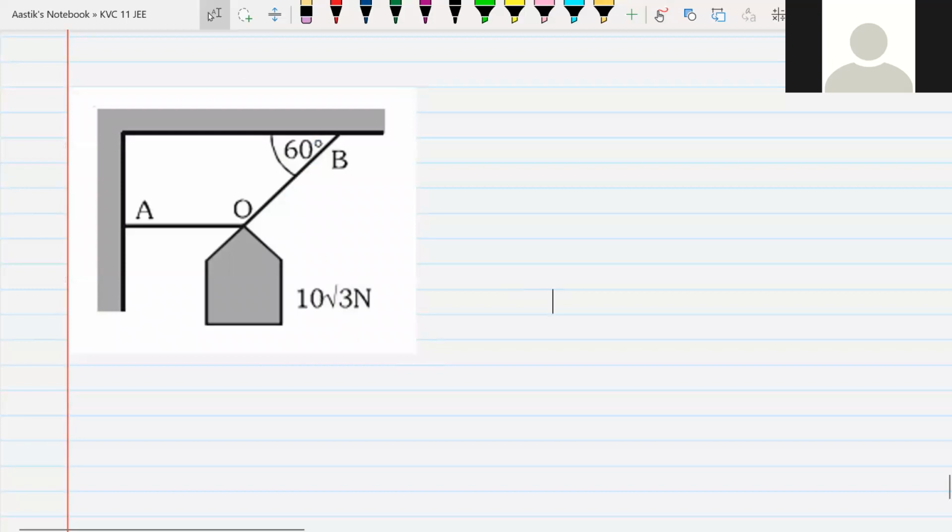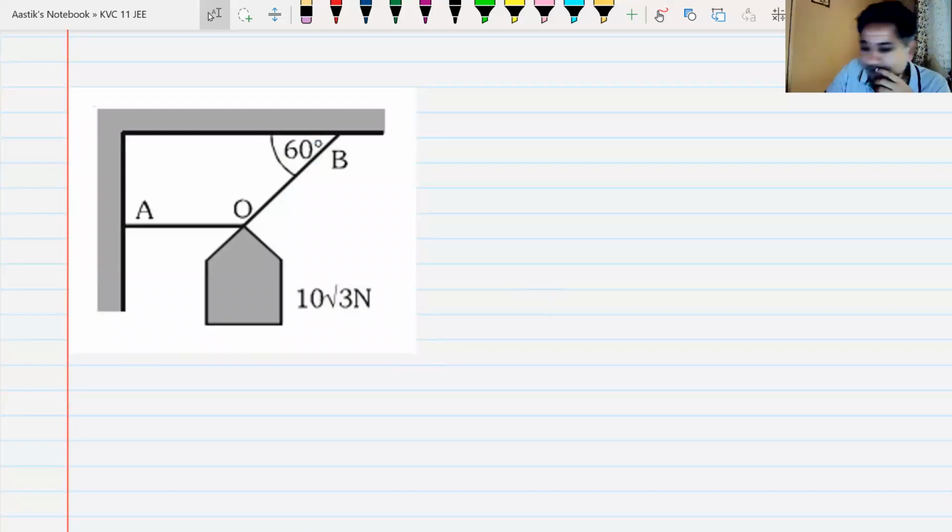So, as you can see, this is the question. You can see this block attached to two strings. One string is OA, the other string is OB. Can you find out the tension in the two strings? I'll give you 1 minute to do this.